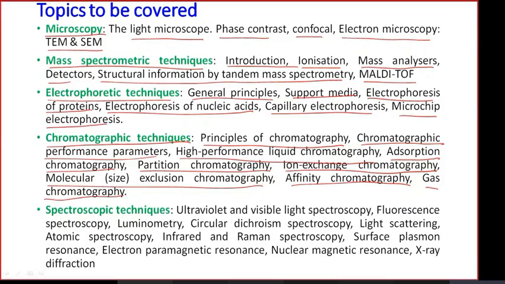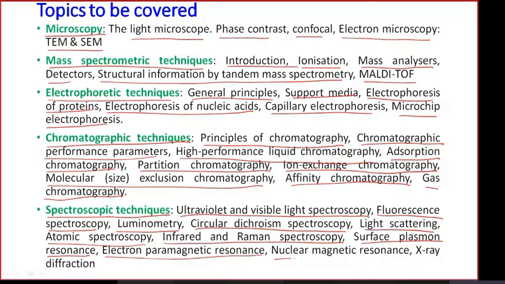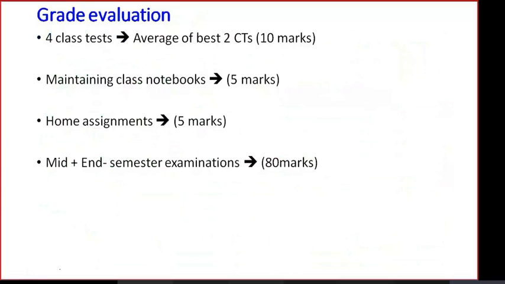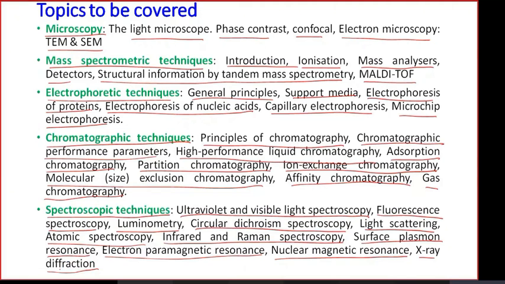Okay. Then we have spectroscopic techniques where we will be discussing UV visible light spectroscopy, fluorescence spectroscopy, luminometry, circular dichroism spectroscopy, light scattering, atomic spectroscopy, then infrared and Raman spectroscopy, surface plasmon resonance, then EPR, electron paramagnetic resonance, NMR, nuclear magnetic resonance, and X-ray diffraction. Okay. So these are the topics which we will be covering in this course.